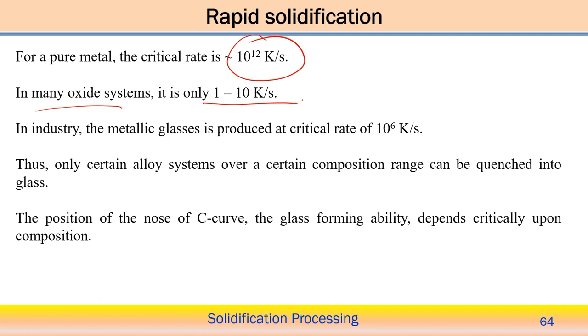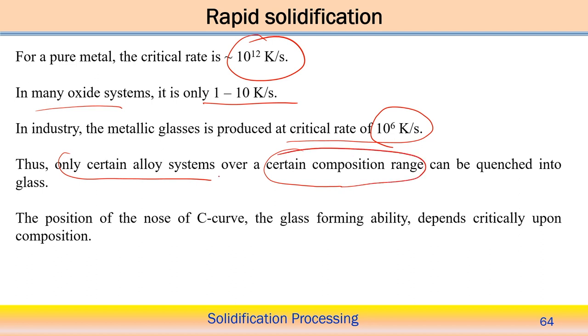But in industry the metallic glass is produced at a critical rate of 10 to the power 6 Kelvin per second. So this is the usual practice in industry to produce metallic glasses. Thus only certain alloy systems over a certain composition range can be quenched into glass. Not all alloy systems, but only very specific alloy systems and very certain composition ranges can be quenched into glass.